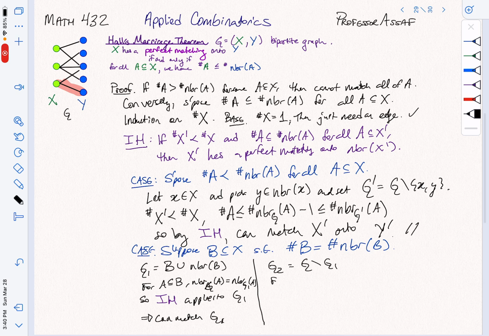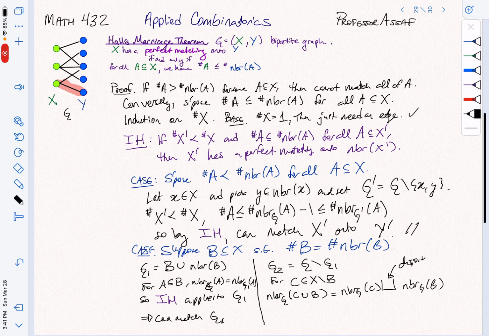And again, we need to check Hall's condition. So we need to check for any C that's contained in what's left. So this is going to be contained in X minus B. We need to consider its neighbors. Well, we have the neighbors in G of C union B. We can think about those. So take C and throw in everything from B as well. This is equal to the neighbors in G of C disjoint union, and I'll just emphasize this is disjoint, the neighbors in G of B, right? And so we've actually thrown these guys out when we did the G2.